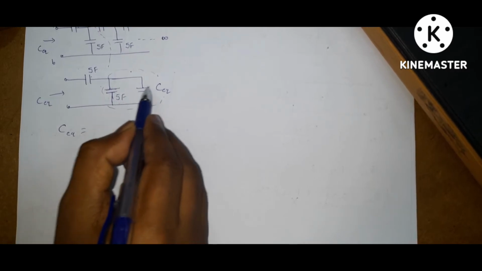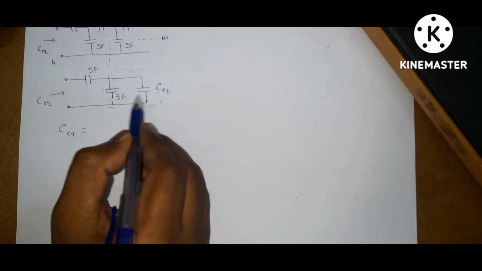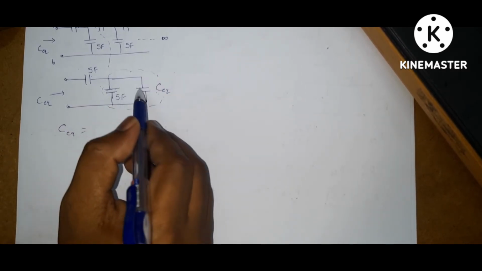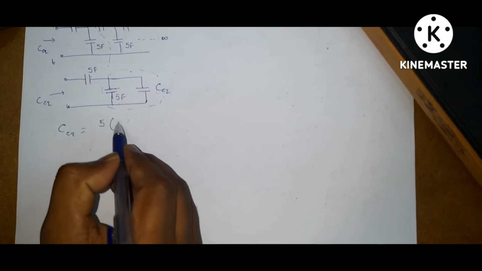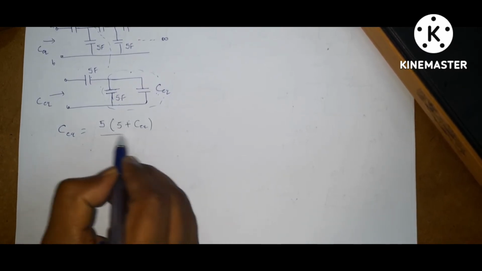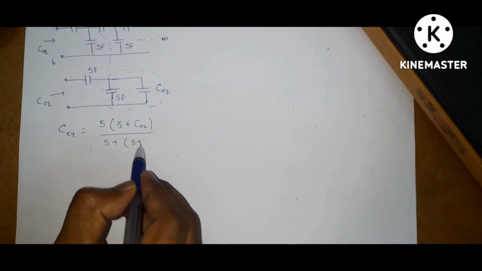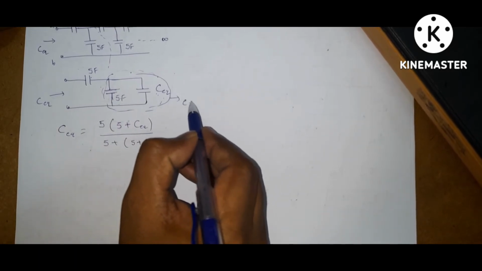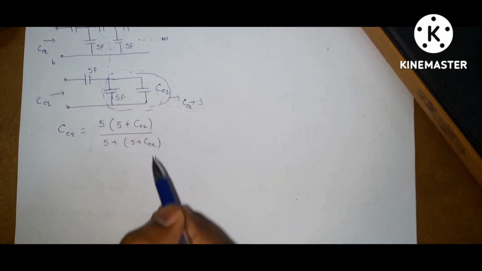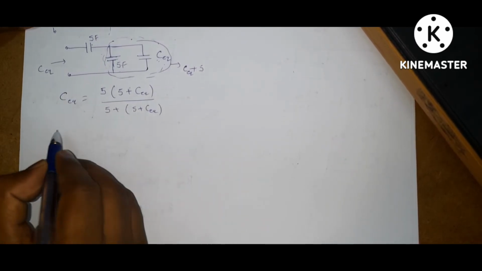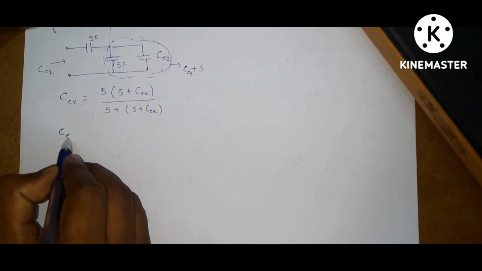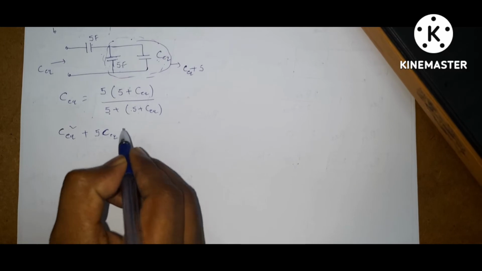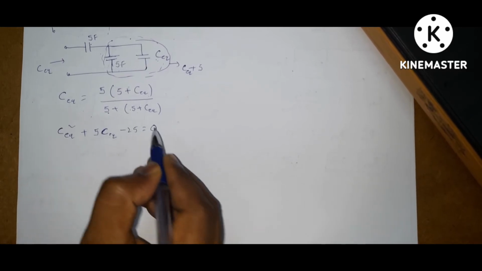C equivalent is equal to, so two capacitors connected in parallel, equivalent is the summation of the two capacitors, and if in series, C1 C2 by C1 plus C2. So you will get 5 into 5 plus C equivalent by 5 plus C equivalent. Okay, so this is the equivalent. Equivalent is C equivalent plus 5. So you will get the quadratic equation: C equivalent square plus 5 C equivalent minus 25 is equal to 0.